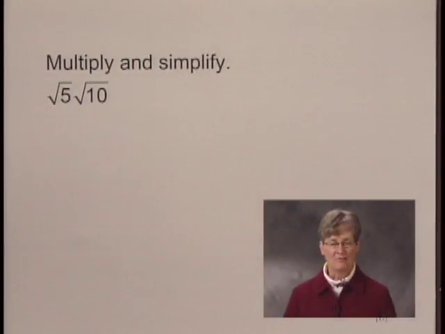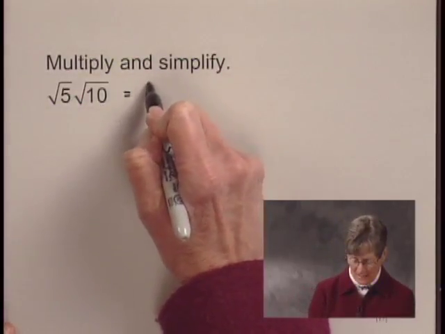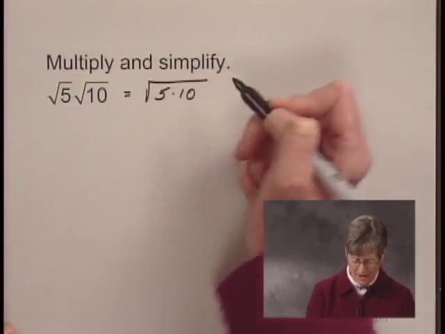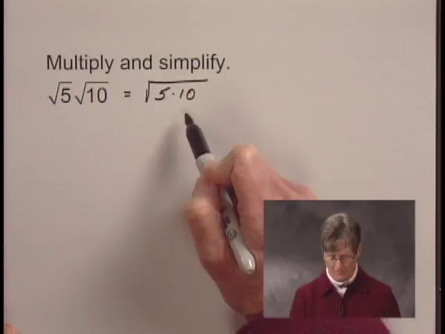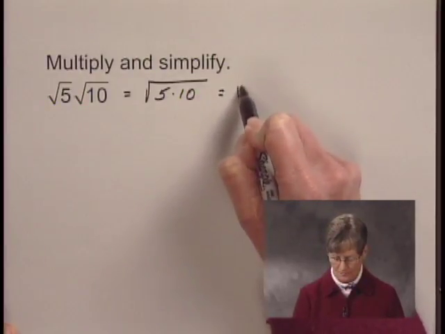We'll multiply square roots. We have the square root of 5 times the square root of 10. And to begin, I can just multiply the radicands. I can write this as the square root of 5 times 10. And now we need to look and see if we can simplify this. And let's just, before I carry out any multiplications, let's just factor.